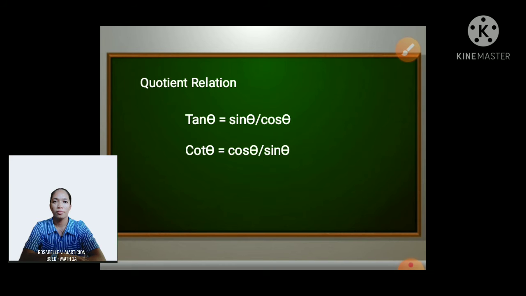Alternatively, cos theta is equal to sine theta over tan theta, and sine theta is equal to cos theta times tan theta. And in cot theta, sine theta is equal to cos theta over cot theta, and cos theta is equal to sine theta and cot theta.